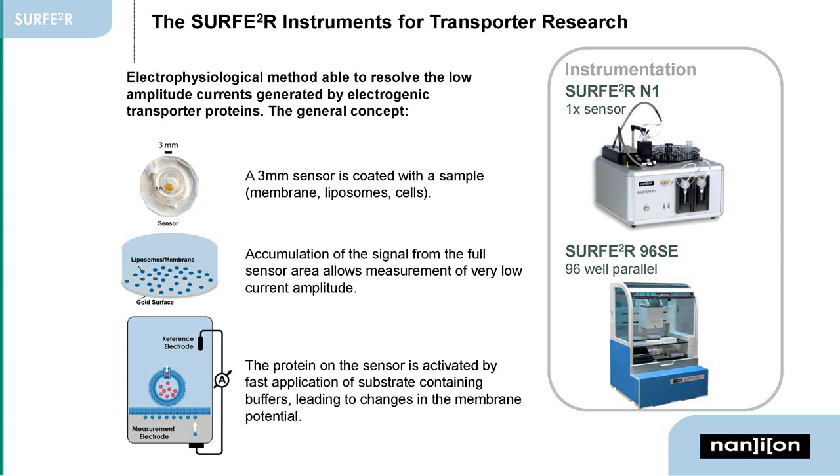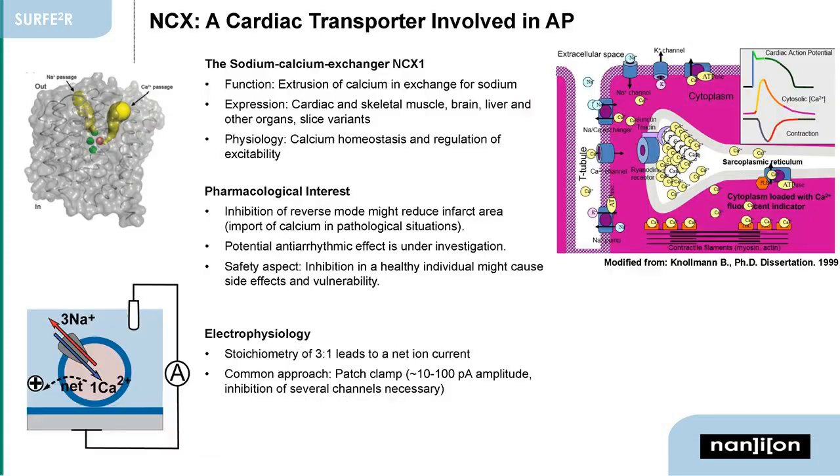Here's just an image of the sensor where you put your sample, so you can put your membrane or your cells here. And then there's an illustration down here showing the interaction between that sample and the gold surface. And the way this works is by applying different substrates, you can measure the current. And this is very good for picking up very low currents. So we wanted to take the SURFR and the iCell cardiomyocytes and see if we can investigate the sodium-calcium exchanger.